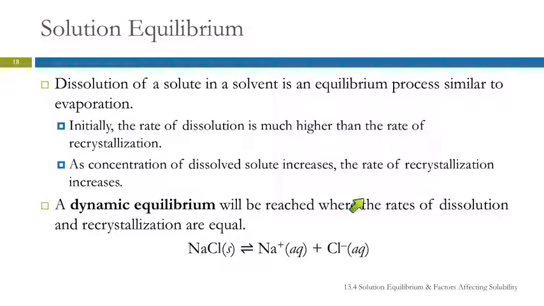So we've got sodium chloride down here, the solid, and it's going to separate into the ions and go off into solution. But the ions can also come back together and recrystallize and reform the solid. Initially, the rate of dissolving is much higher, and the rate of recrystallizing is much less. But as the situation goes on, we establish a dynamic equilibrium where the rate of dissolving and recrystallizing is equal.